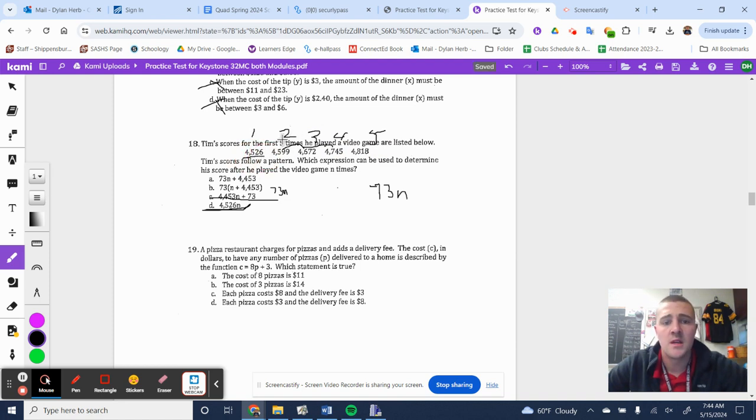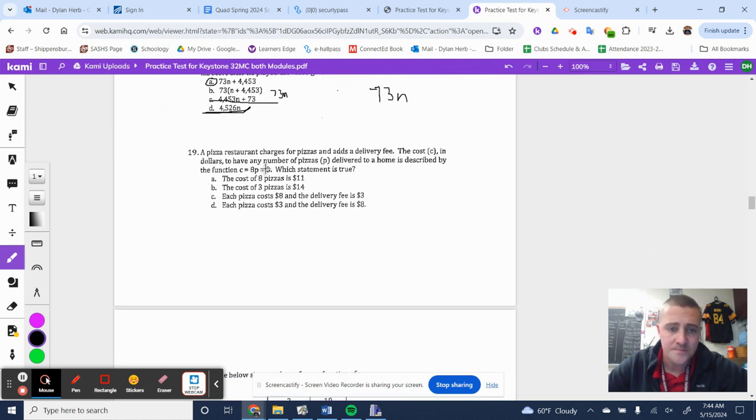So if I plug a 1 in for n for the first term, it should tell me that this is the number. If I plug 2 in for n, it should tell me that this is the number. So if I plug a 1 in, A gets me 4,526. If I plug a 1 into B, I get an enormous number in the 300,000s. So A would be the correct answer there.